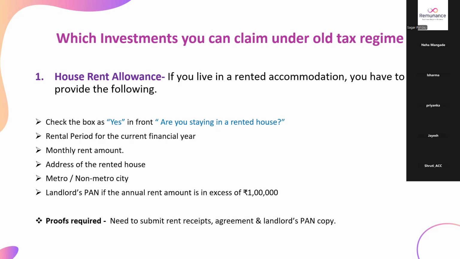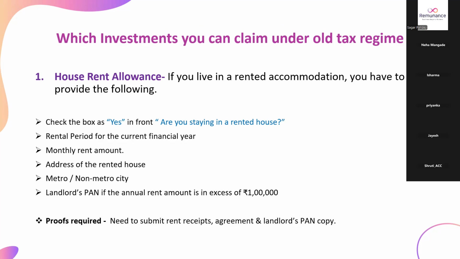First is house rent allowance. If you are living in a rented house property, you can claim it. You will see the first option itself as, are you staying in a rented house? You have to check the box as yes. Then you have to mention the rental period. This should be for the current financial year only.